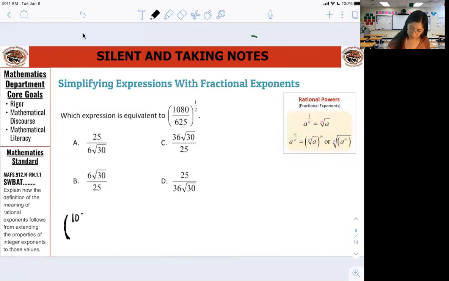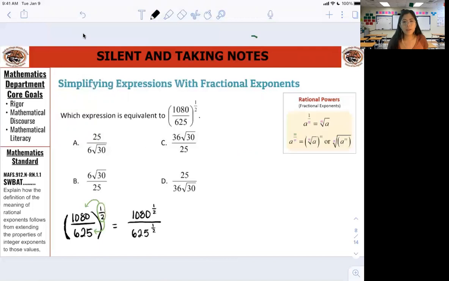So I have 1080 over 625. And remember, we're always just following those exponent rules. Starting with, what do I do with this exponent that's outside of the parentheses? Distribute it. Good. And I know that I can distribute it to the top and the bottom. So this is 1080 to the power of 1/2 over 625 to the power of 1/2.